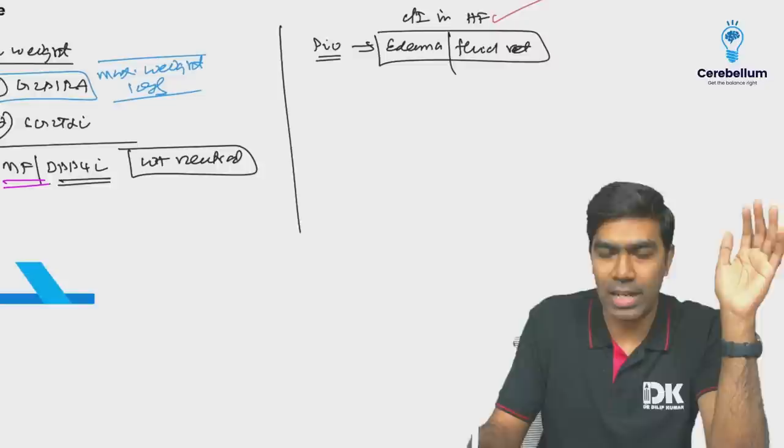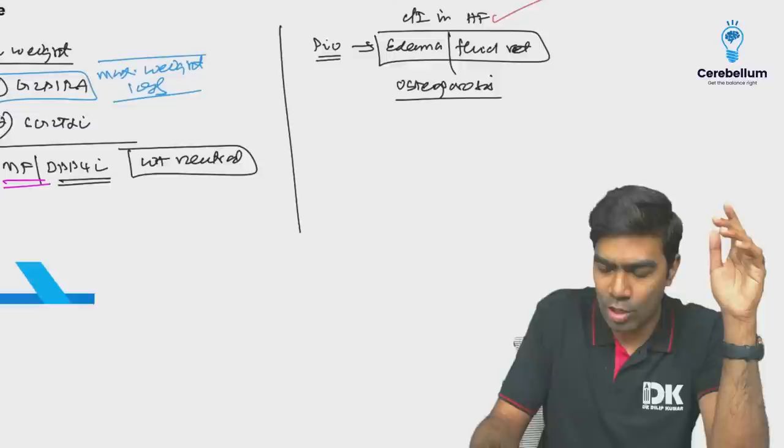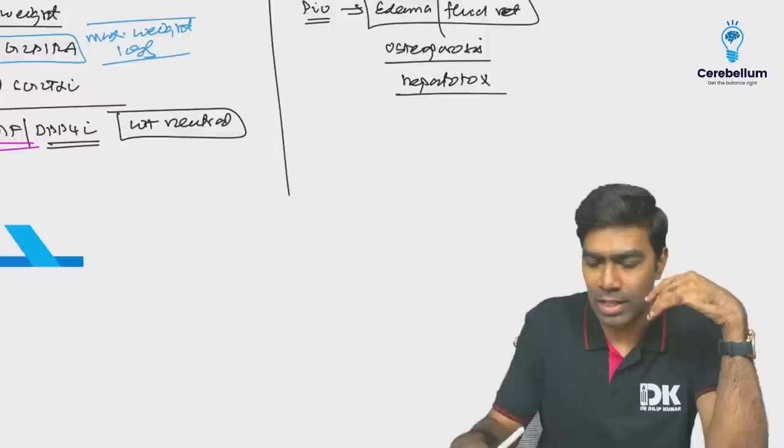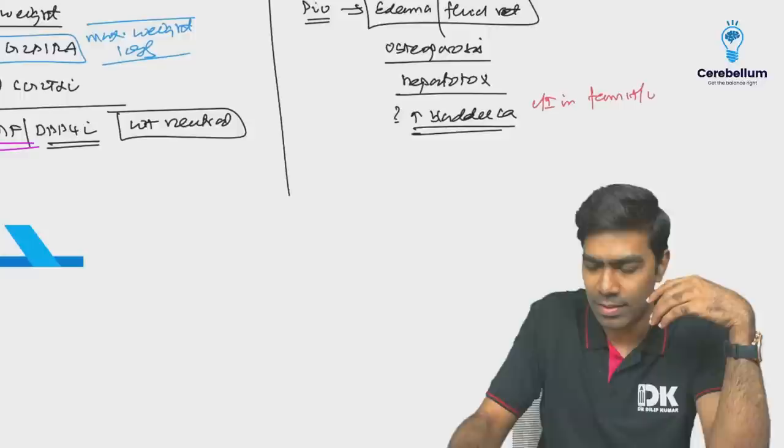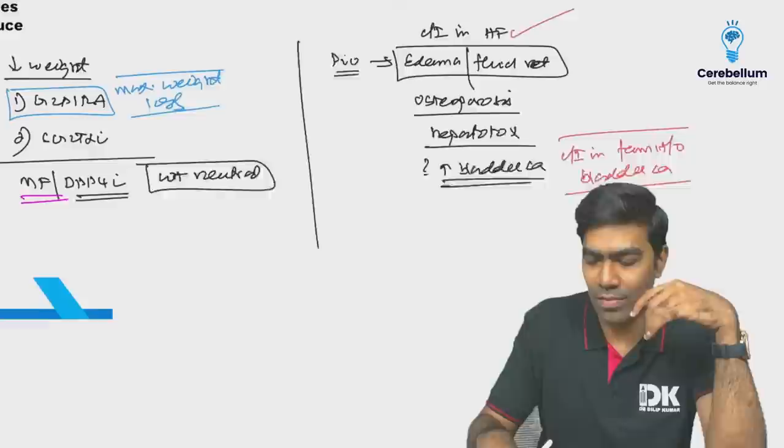Second, it can cause osteoporosis, and it can cause hepatotoxicity. And third, it can increase the risk of bladder cancer in animal models, but in humans, this has not been proven. That is why it is contraindicated in patients with family history of bladder cancer. You cannot use it. So heart failure contraindicated, family history of bladder cancer contraindicated, and osteoporosis is better to avoid.